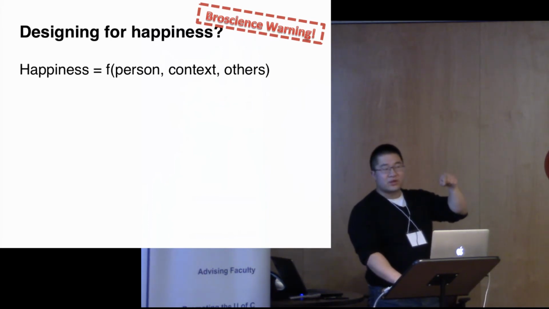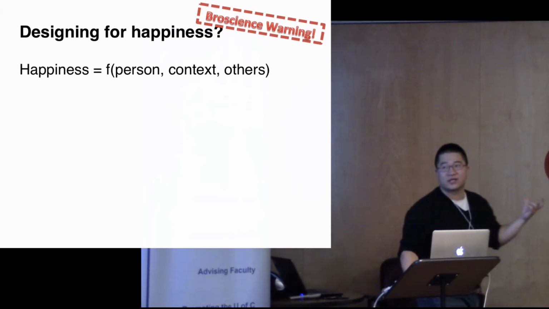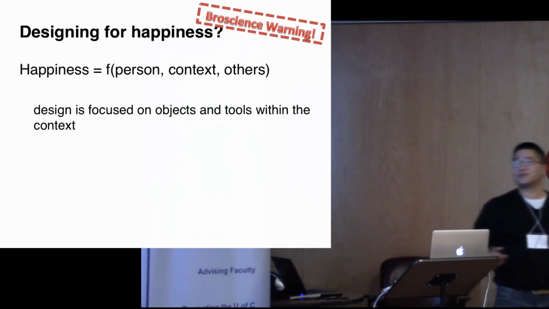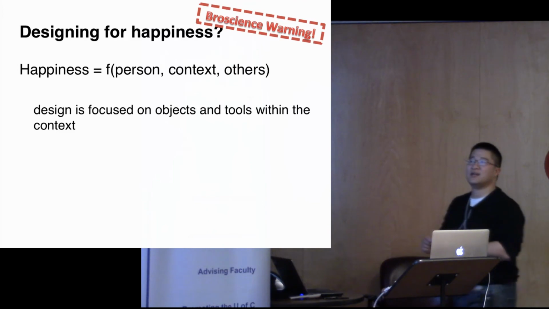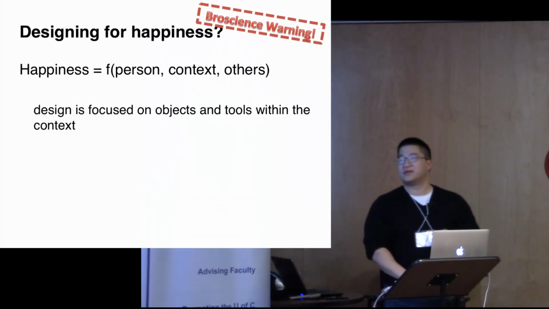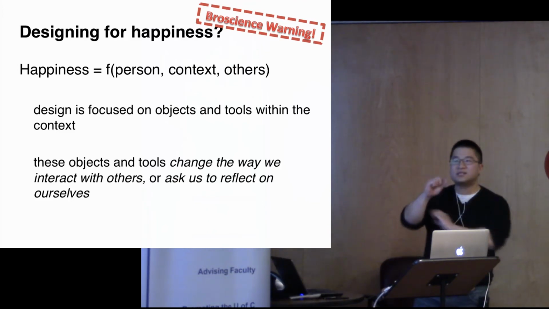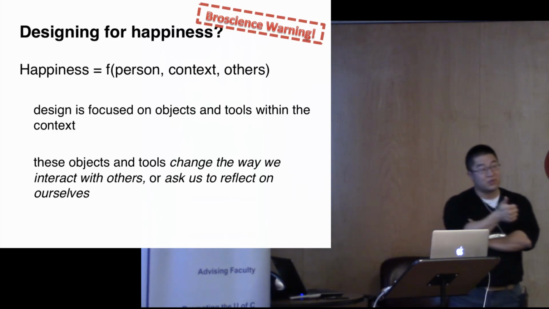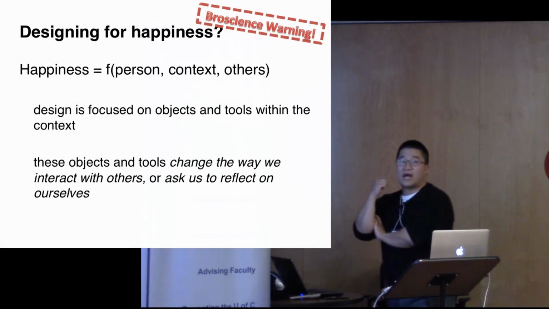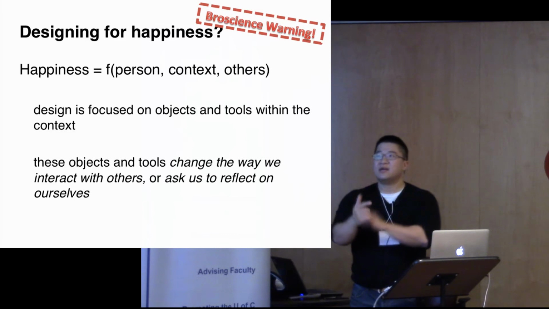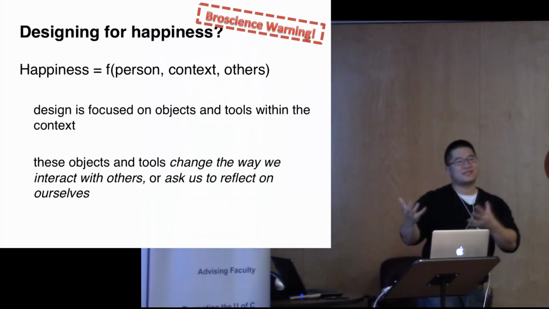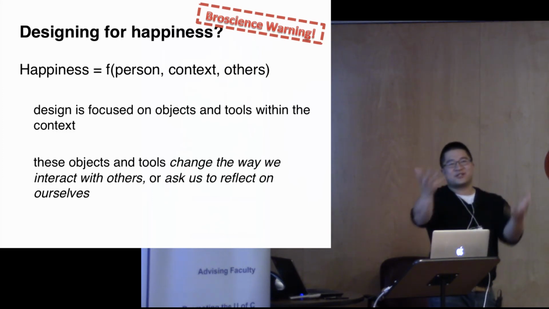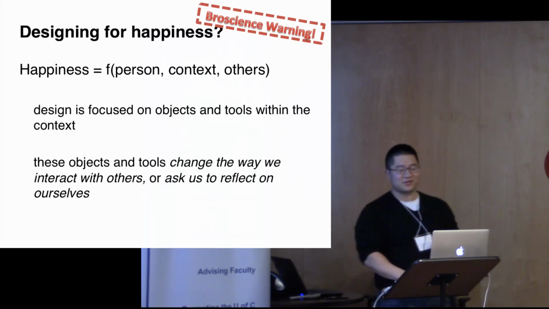When I think about the work that we are doing in terms of designing new technologies and exploring how to design new technologies, it's focused on building objects and tools and things that are in the context, right? And so if these tools and objects change the way that we interact with one another, or ask us to reflect on ourselves, then they're actually changing the nature of this function. So it's not to say that you have this stuff and you're happy, but it actually changes the possibilities of how that function plays out.